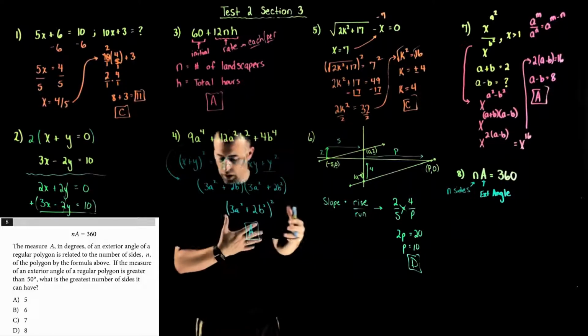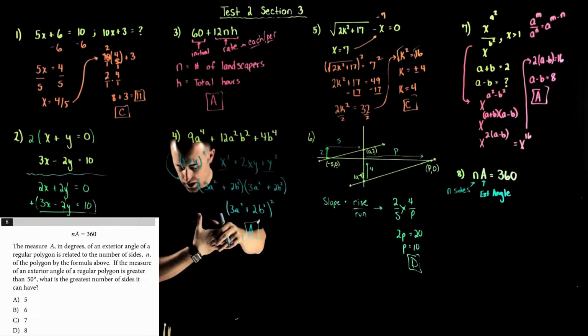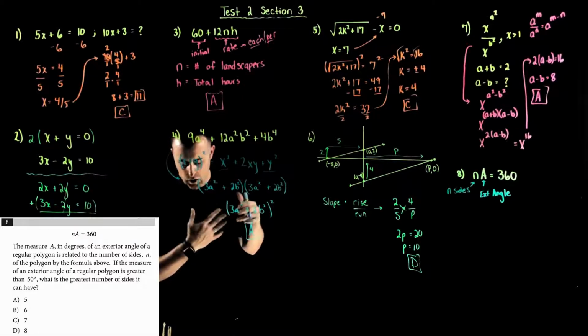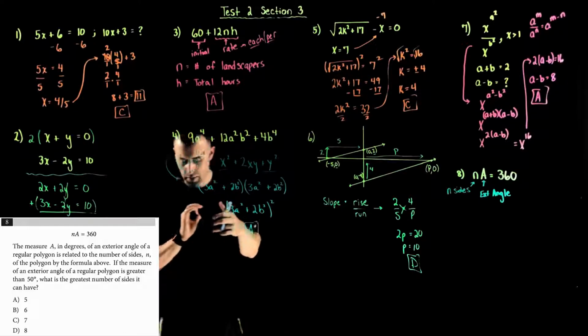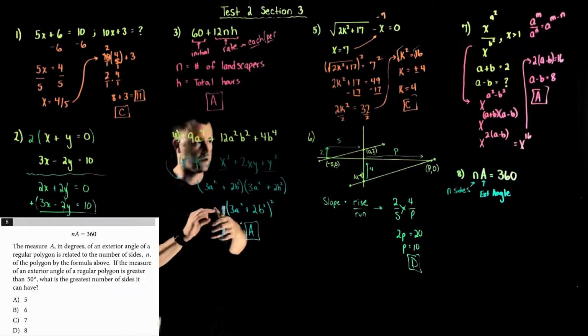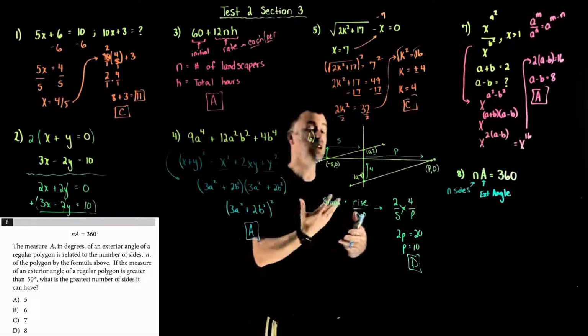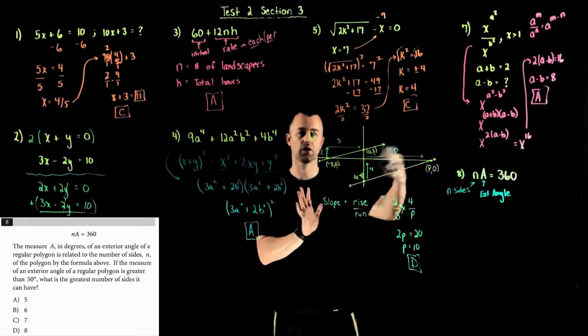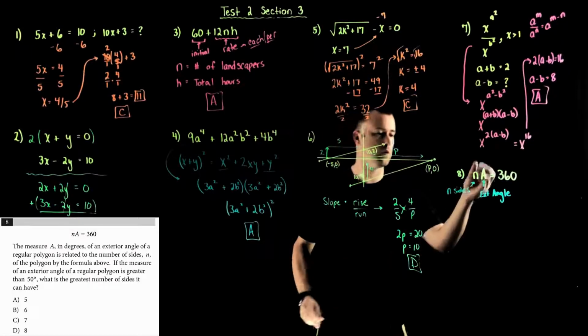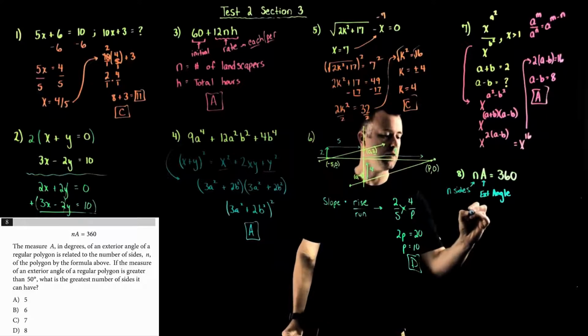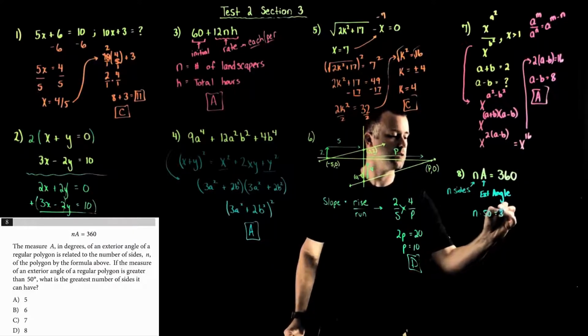So anyway, if the measure of an exterior angle of a polygon is greater than 50 degrees, what is the greatest number of sides it can have? So what I want to do, they say the measure is greater than 50. So what I want to do is, hey, let's plug in 50 and let's just see where that starting point is. So I'm going to call this a 50. So I'm going to go n times 50 equals 360.